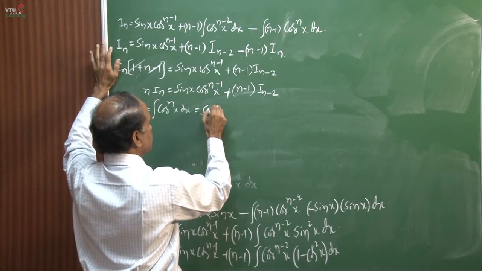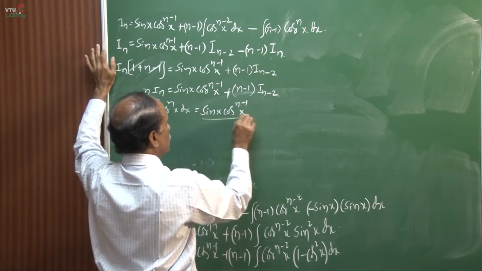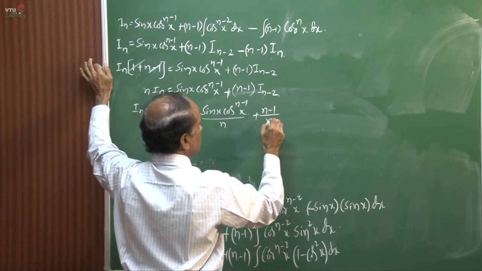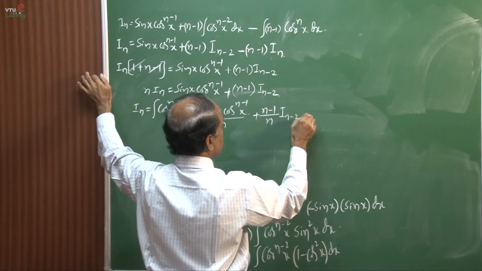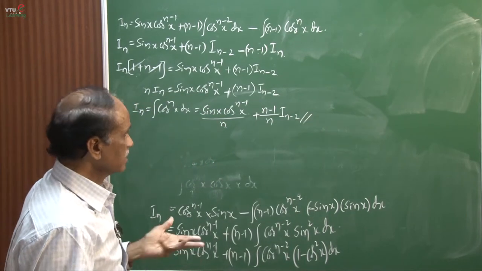This is sin x cos to the power n minus 1 x, whole divided by n, plus n minus 1 by n, this is I n minus 2. This is the reduction formula for the second result.